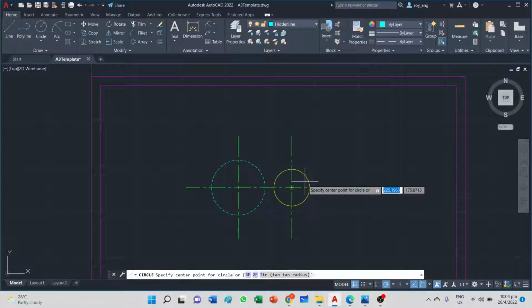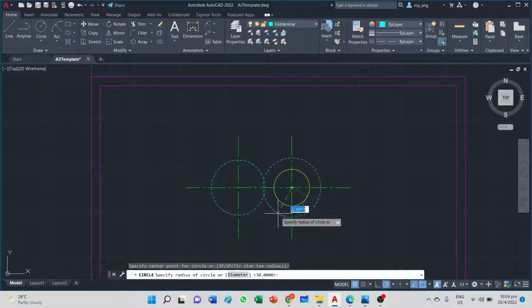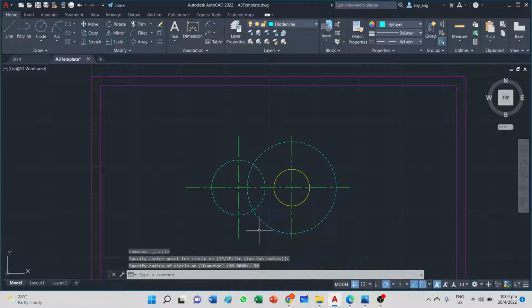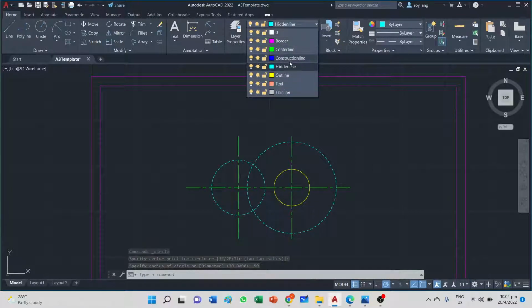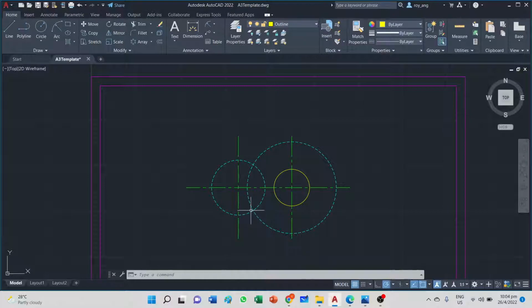Alright, the second construction circle would be using the center of R20. And because the arc R30 is tangent to the bottom of this circle, you will need to draw a construction circle whereby the radius is 30 millimeters plus 20. So it's R50. Okay, and you see this intersection here. This intersection is then the center of R30.